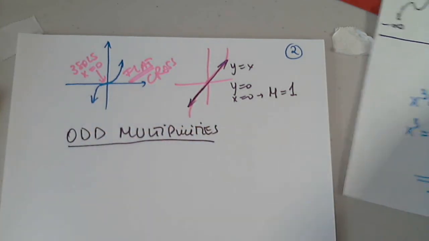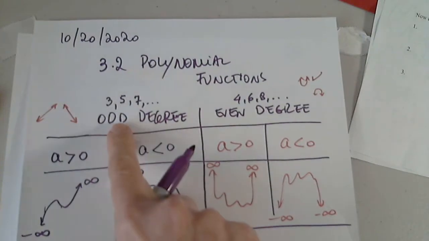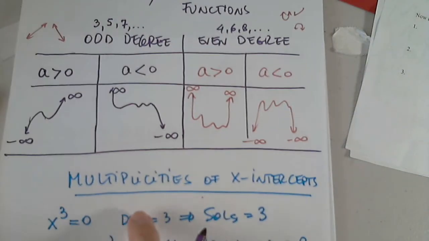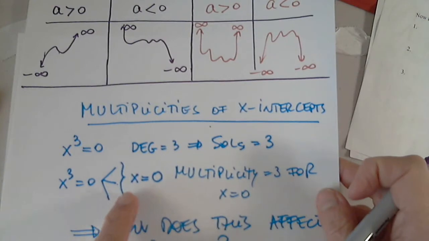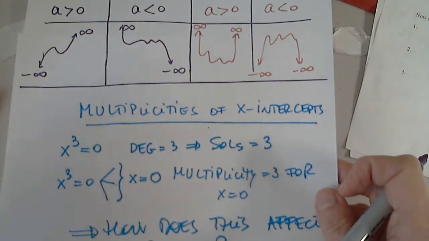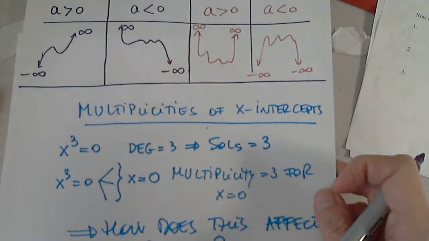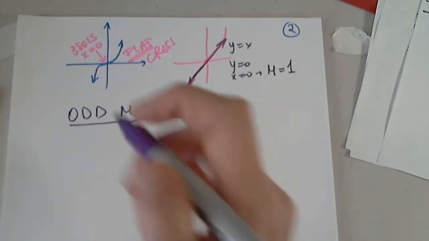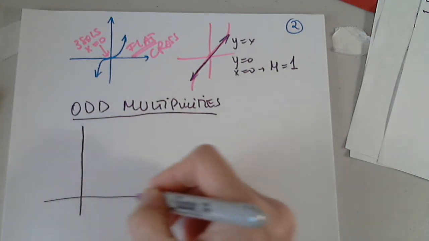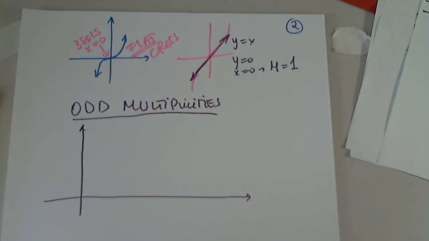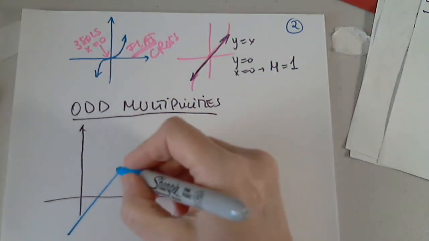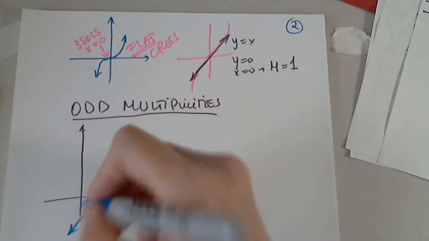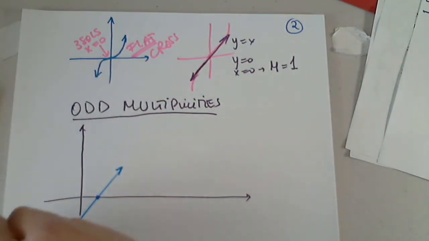this has nothing to do with the degree being odd. This only says that a solution appears once, 3 times, 5 times, 7 times, and so on. Okay, so here is what happens with odd multiplicities. A function that has a solution, an x-intercept that appears once. This is one straight cross over the x-axis, multiplicity 1.